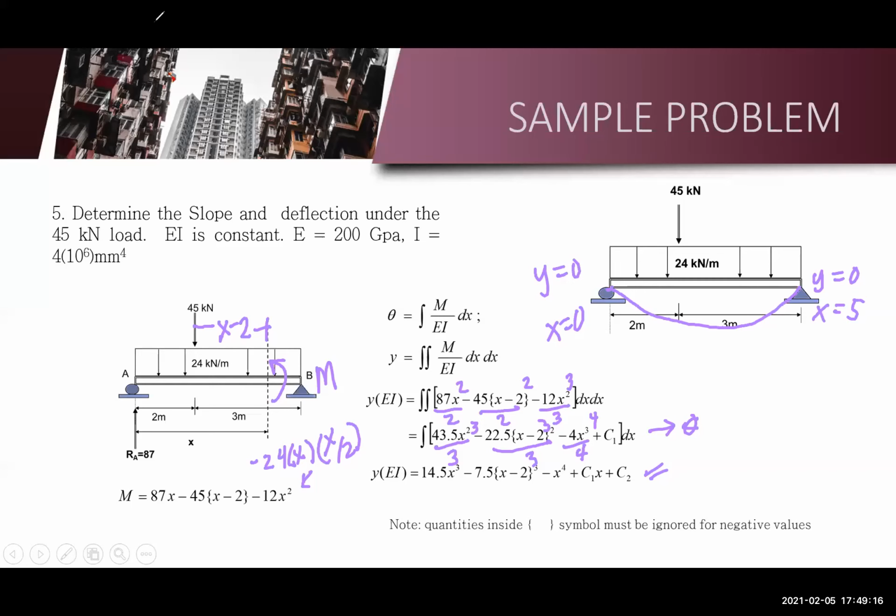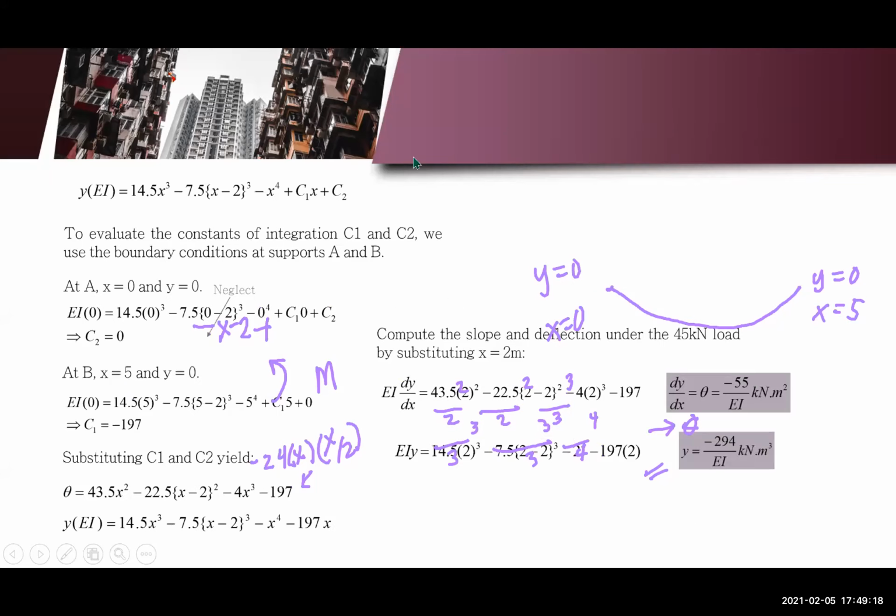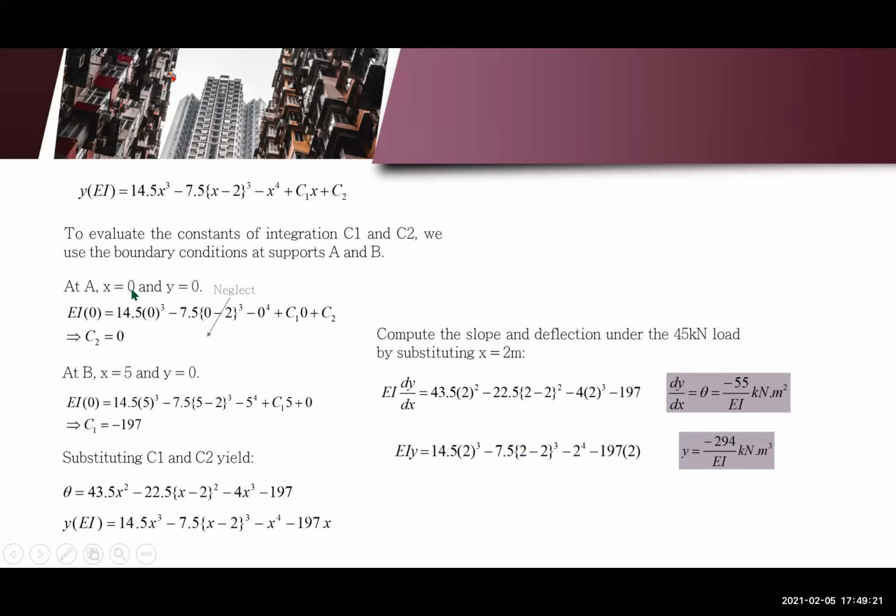Let's check. So, at x is equal to 0, y is equal to 0. Let's remove this. And then 0. Again, neglect it because a negative will come out. 0, 0. So, our C2 is 0. And then at x is equal to 5, y is 0. 5 minus 2 is positive, so it is included. 5, 5. So, we will get the value of C1. And then, once you get C1, just substitute it in the general equation.